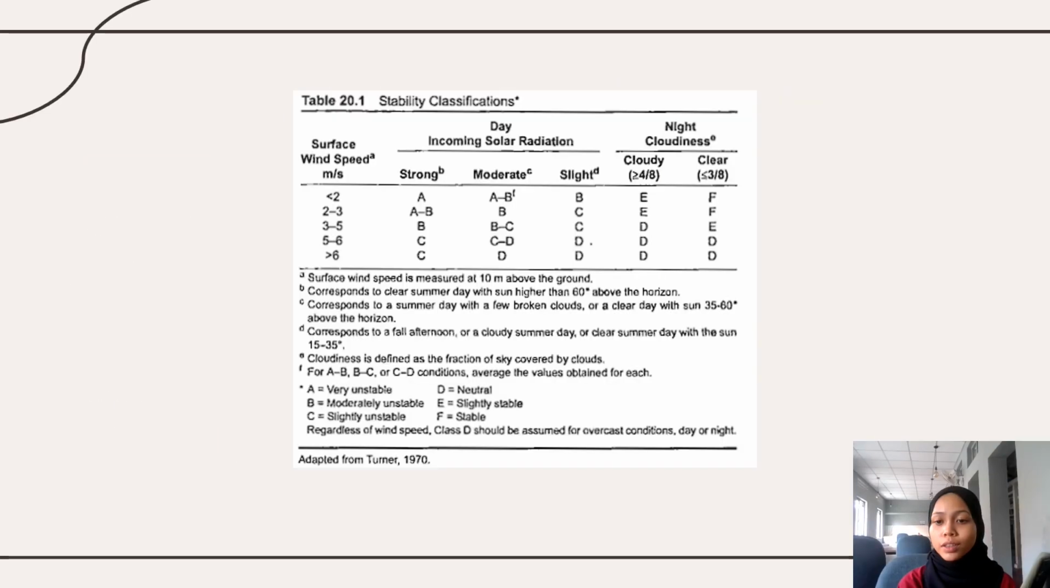Next, this is the stability classification based on factors such as the surface wind speed, the incoming solar radiation during the daytime, and cloudiness during the nighttime. The surface wind speed is measured at 10 meters above the ground, and we have 6 classes, A, B, C, D, E, F, where class A is very unstable. Regardless of wind speed, when it is an overcast condition, either day or night, we can assume it is class D.